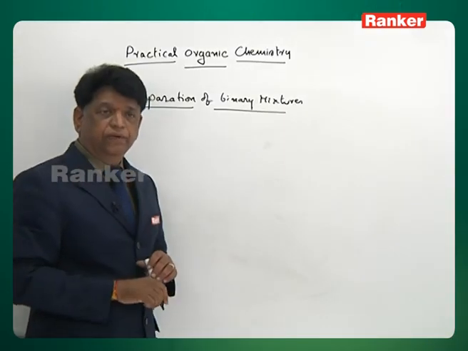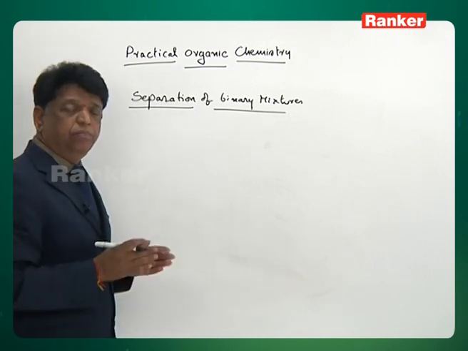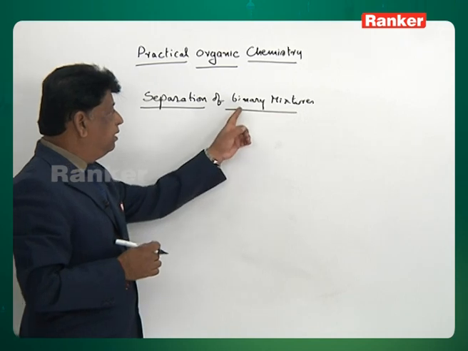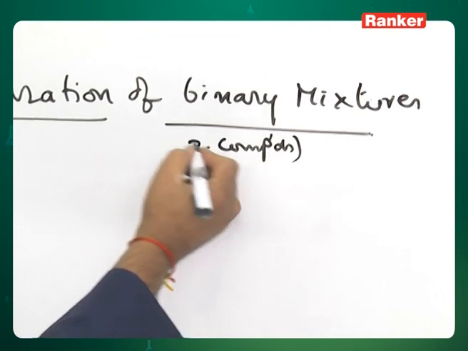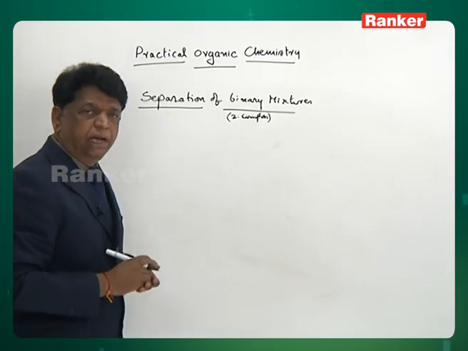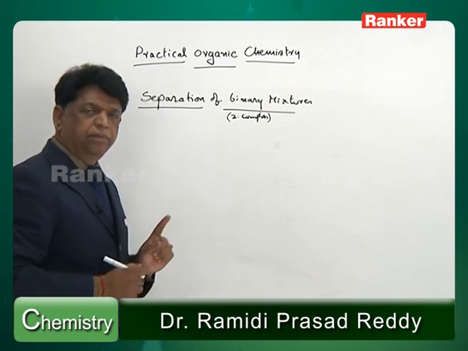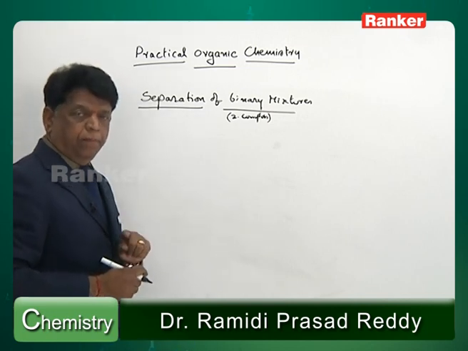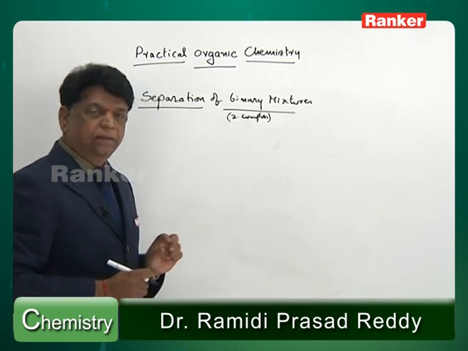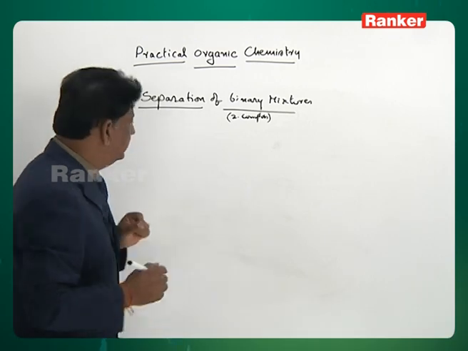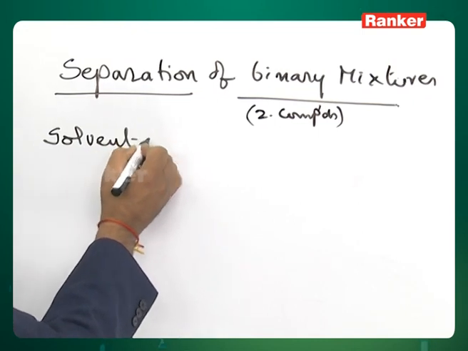The next topic will be the separation of binary mixture. The 2 compounds, when in the form of mixture, binary means 2 compounds. When 2 compounds are mixed, that mixture is called binary mixture. However, binary mixtures with one functional group can be easily separable. Apart from the regular separations like distillation, crystallization and all that, we have a specific separation here, solvent extraction.